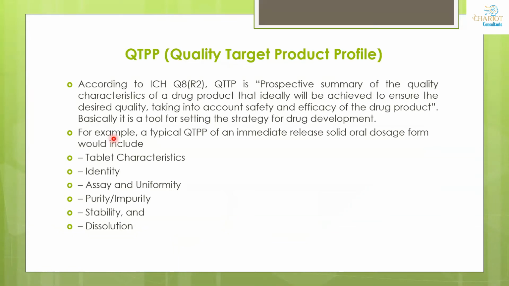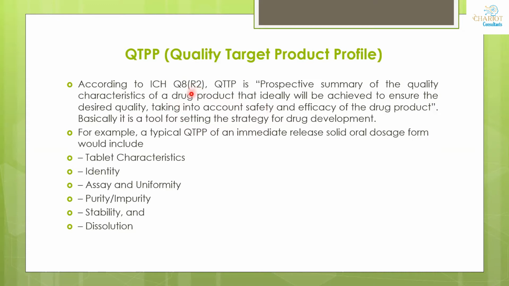Now first of all, we will talk in depth about QTPP, the quality target product profile. According to ICH Q8, as you all know, ICH Q8, Q9 and Q10 revolve around your drug product development, your risk assessment, and your risk management. So these are the important guidelines which you can refer to: ICH Q8, Q9 and Q10.